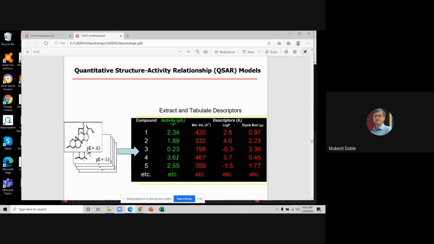I calculated, say, 3 descriptors for these 5 molecules using Swiss ADME. Like you can calculate volume, log P, dipole moment, like that. So for 5 molecules, I know their activity, and I have 3 descriptor values calculated. I can calculate many descriptors, but to start with, I am going to show you a simple situation. So you can solve these in Excel also. So I'll go to Excel.